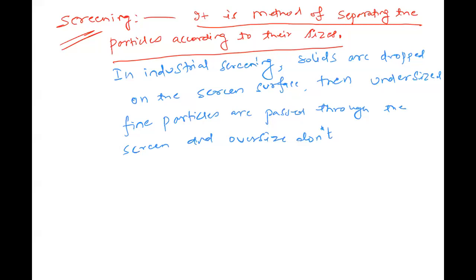Sir, could you elaborate on industrial screening? Actually, there are many types of industrial screens: grizzlies, trommel, vibrating screen, shaking screen. But basically in screening, the general method is to separate the particles according to their sizes. Larger particles will be retained on the surface and will not pass through that screen, while undersized particles, meaning very fine particles, will pass through. Is it clear? Udit, is it clear? So, next slide.